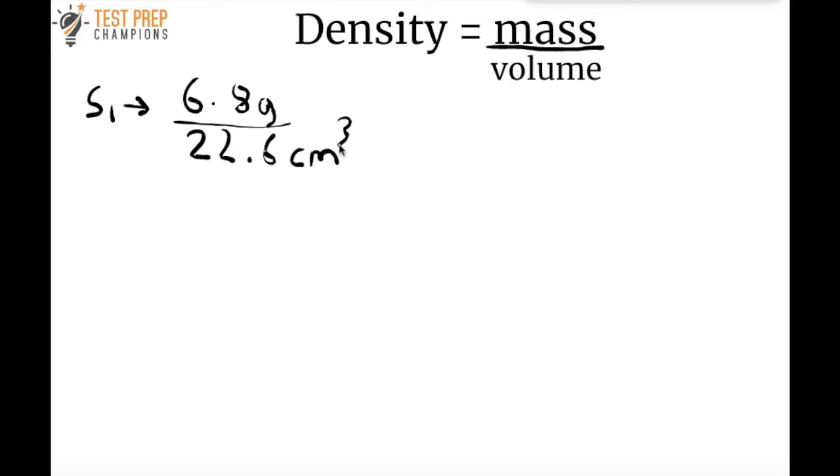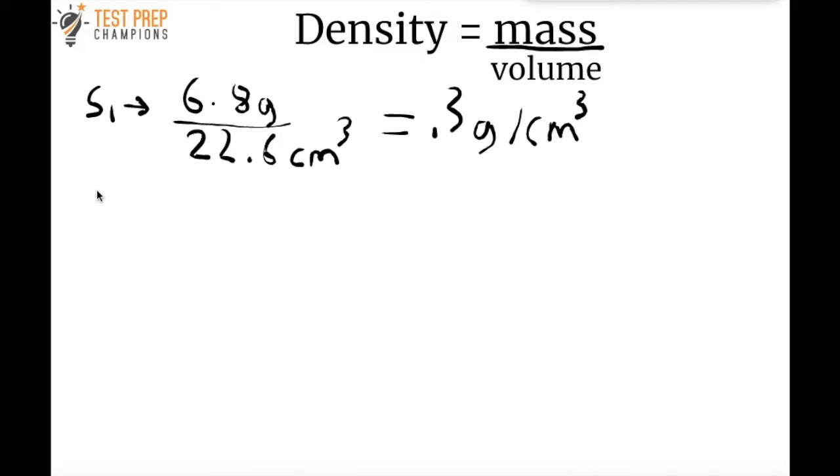I'm going to calculate this in my calculator right now that I have off screen. We should get about 0.3 as our answer. So the density for sample 1 is 0.3 grams per centimeter cubed. We then have to do this for each of the samples.